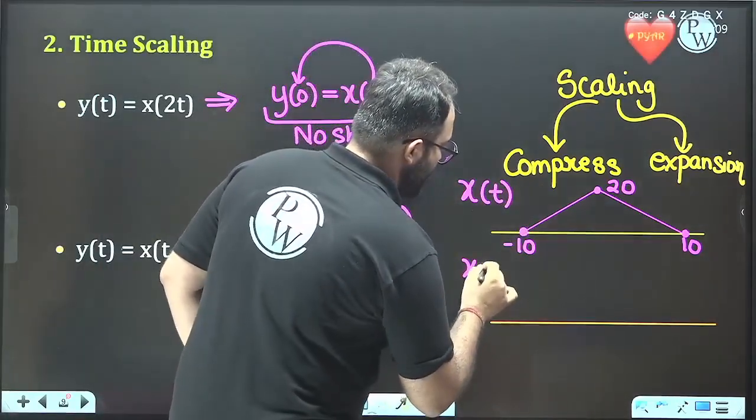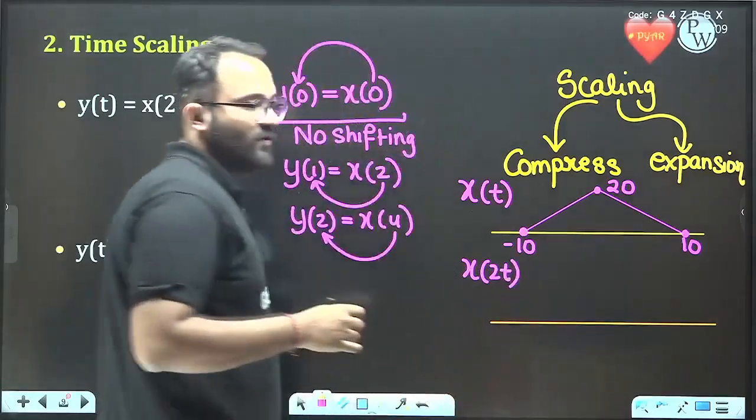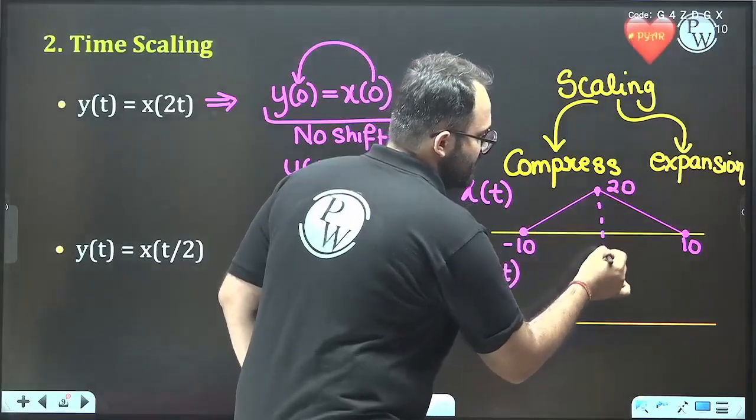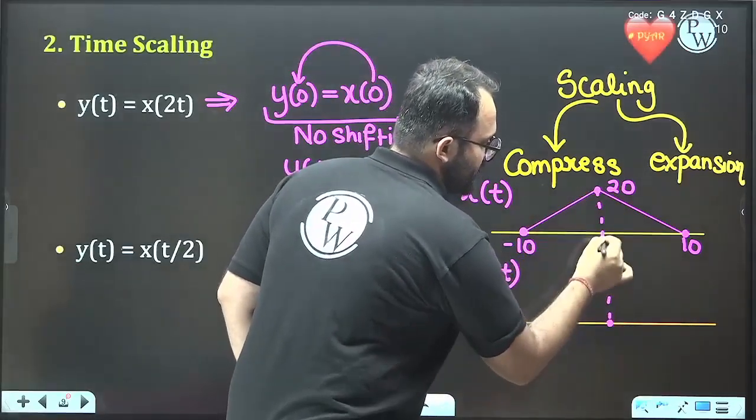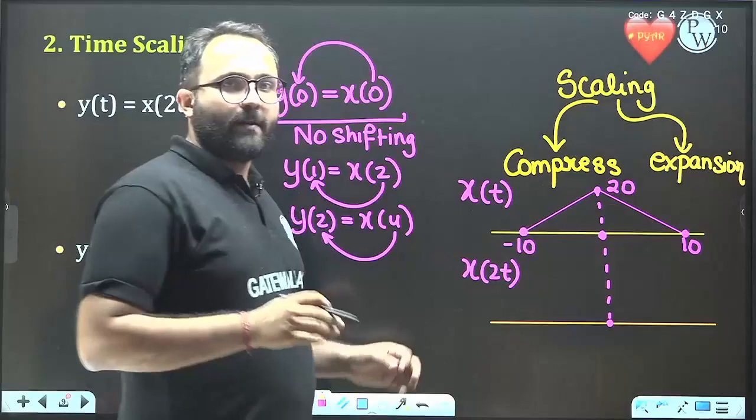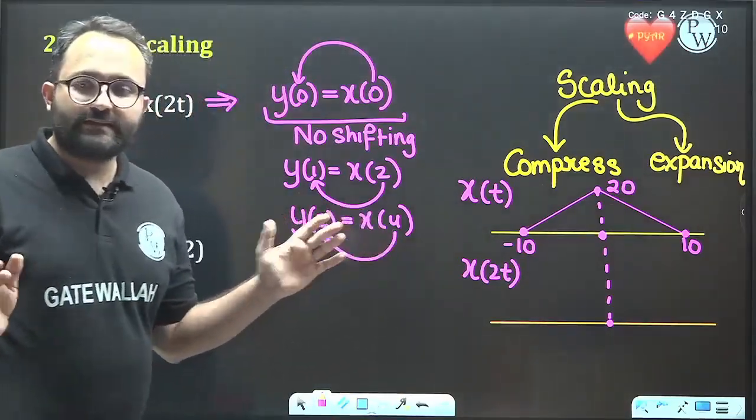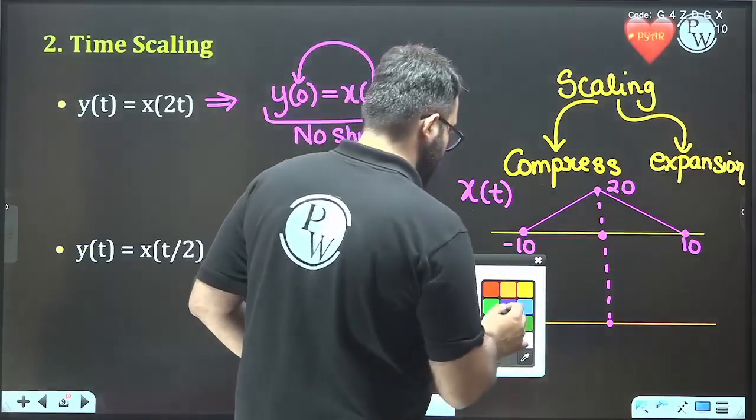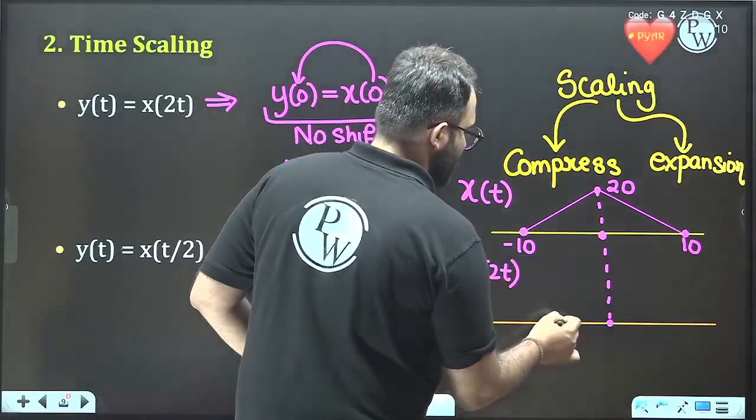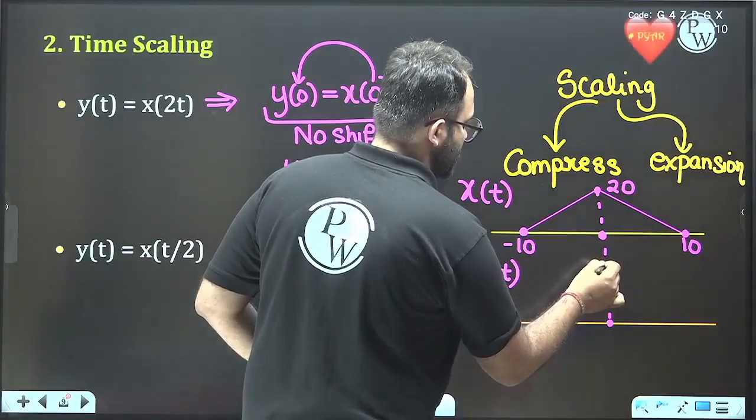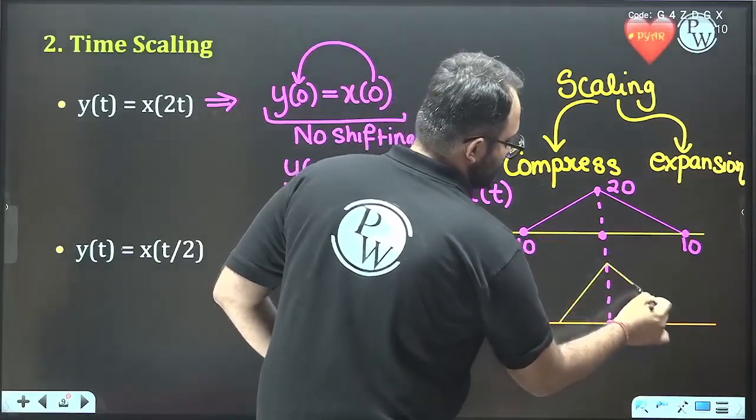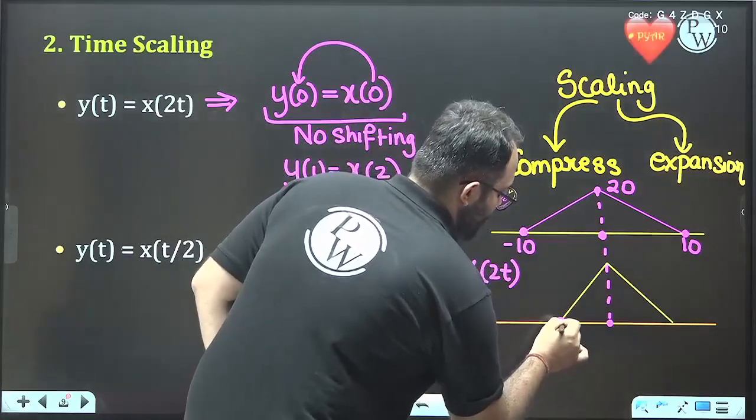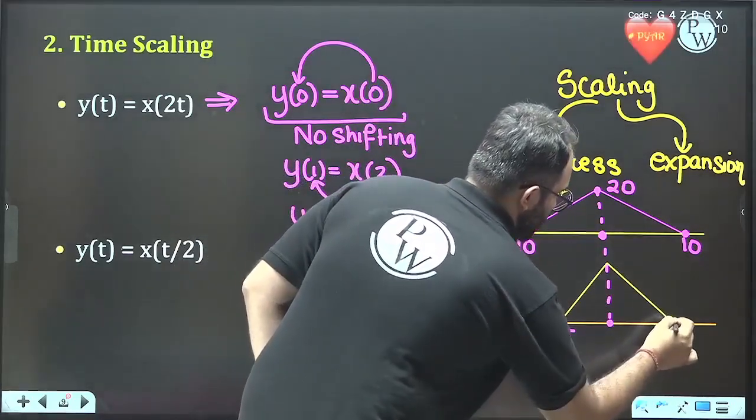Okay. Now we need x of 2t. Since 0 is not changing the location, 0 is the same in both the signals, but the whole signal is getting contracted. The new signal will be something like this. It will contract, so this will be from minus 5 to 5 only.